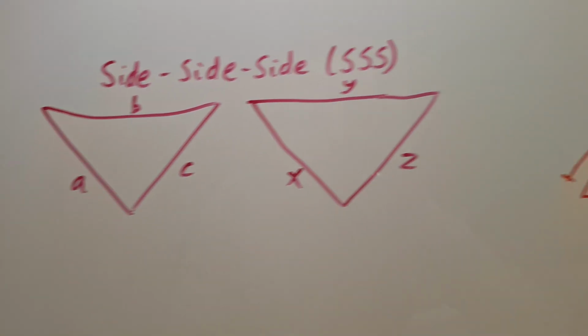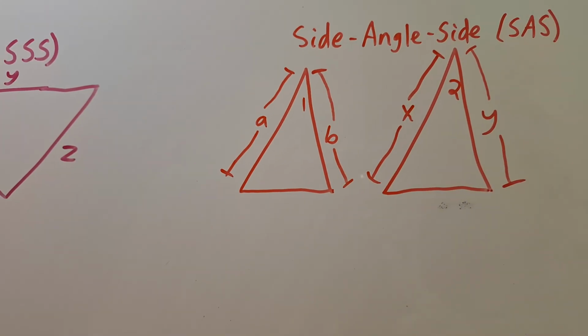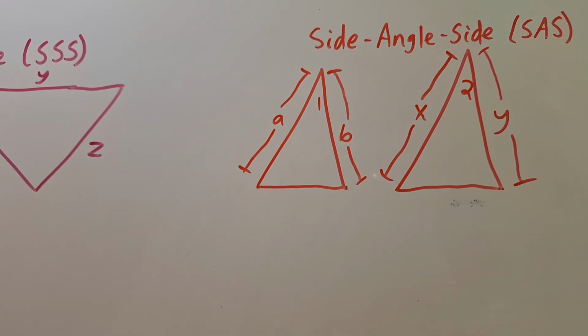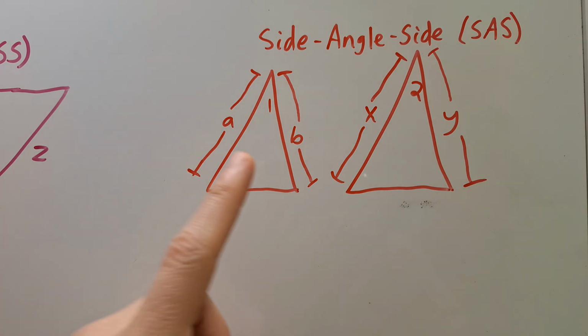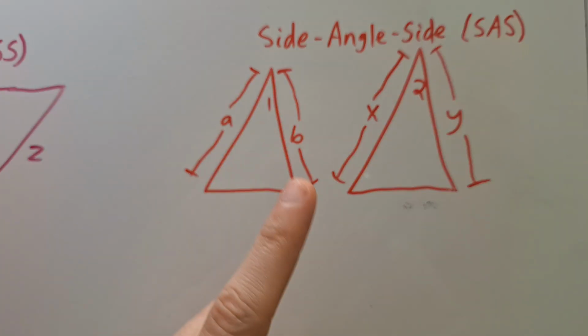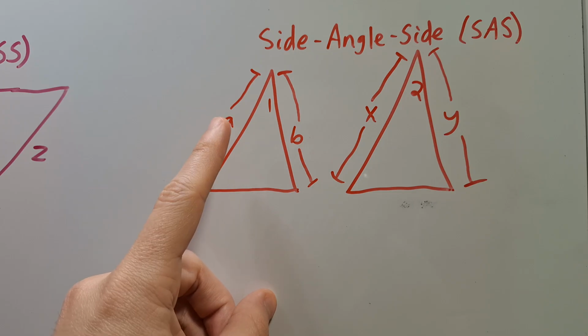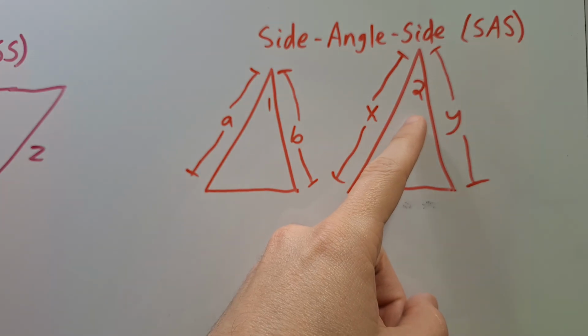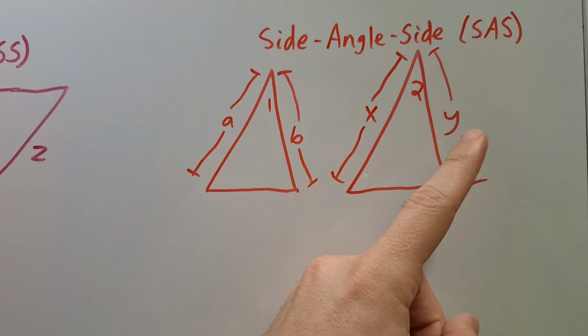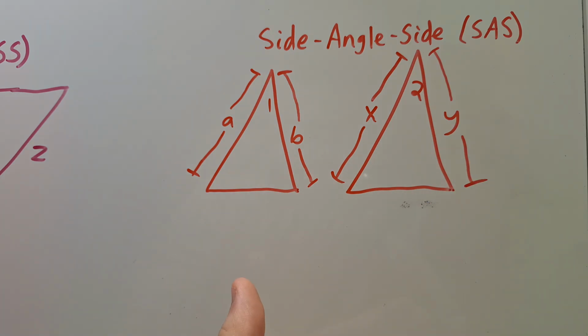One more. This one is known as side angle side. If 2 sides and the angle between them on one triangle measure the same as the corresponding parts on another triangle, then the triangles are congruent. For instance here, if side length A equals side length X, and angle 1 equals angle 2, and if side length B equals side length Y, then the 2 triangles are congruent by side angle side.